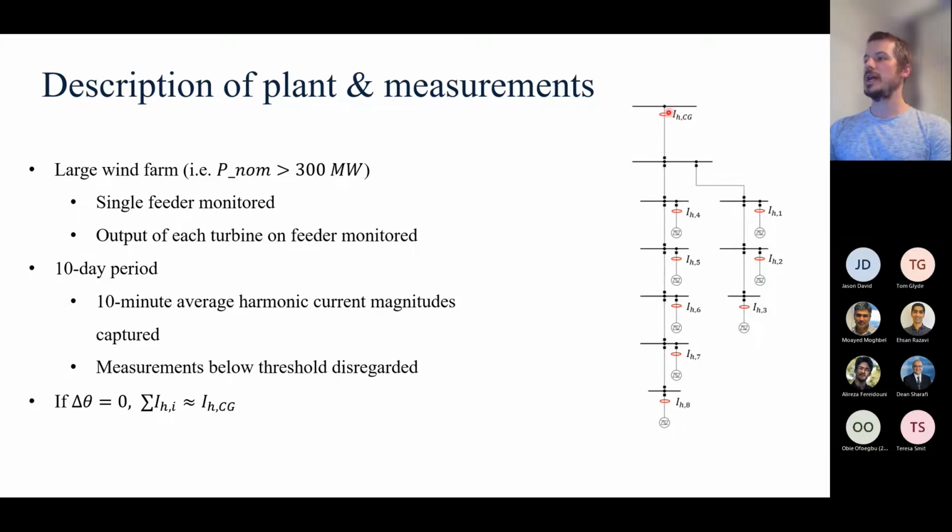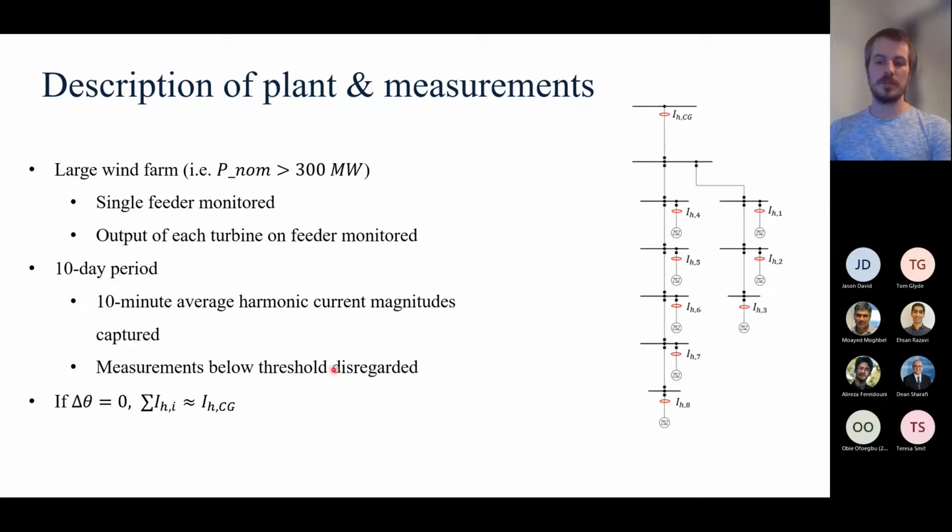You also had the aggregate measurement of the collector feeder of that entire feeder. So we were able to look at, if we aggregate all of these and compare it with this, how close do we get? It was over a 10-day period, so it was long-term. The measurements were 10-minute average values. Again, we're talking about statistical, long-term probabilistic values.